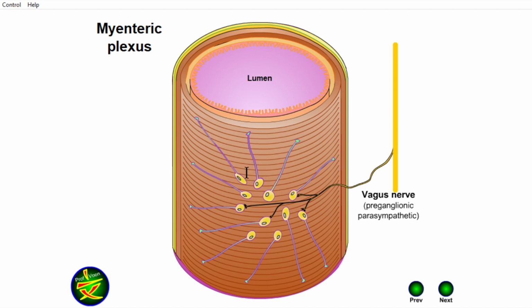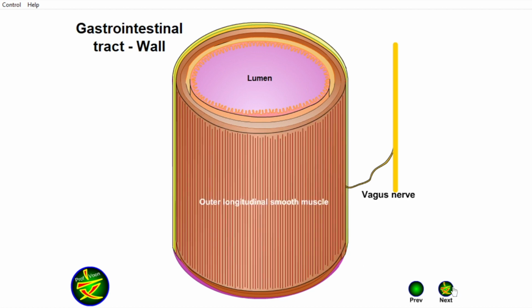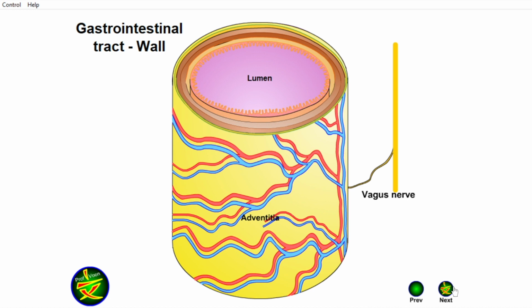Now, as we put on the various parts again, we'll see that between the inner circular and outer longitudinal muscle, there is a network of nerves, and these are preganglionic parasympathetic fibers synapsing onto the cell bodies of parasympathetic neurons.